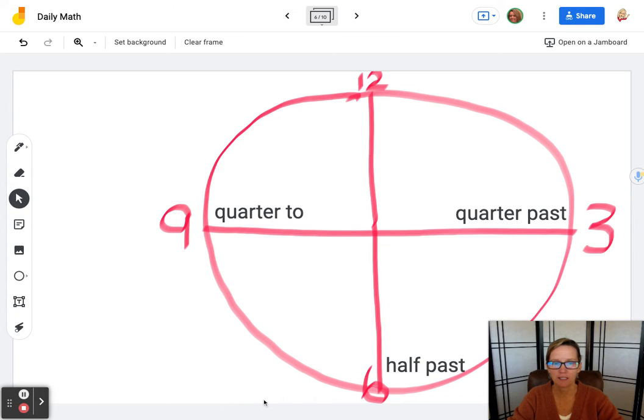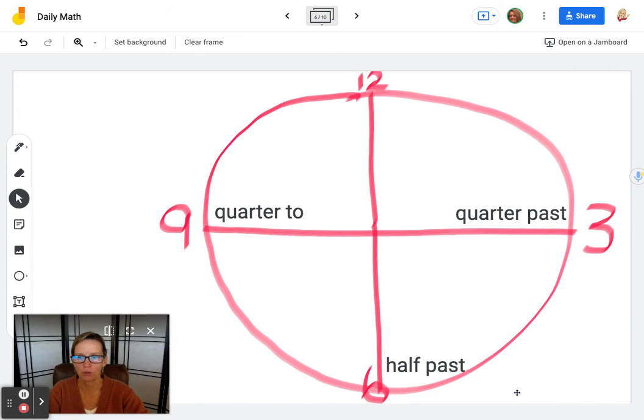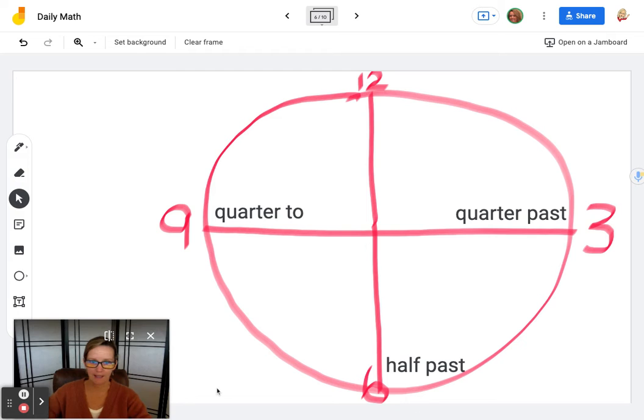All right, so let's take a look at our quarter to, quarter past, and half past. So remember, this was our little cheat sheet that we made. So you can tell it's not a perfect clock. I just made a circle and I put the 12, the 3, the 6, and the 9. So when the minute hand is on the 3, that's 15, and it's 15 minutes past the hour. So it's a quarter past.